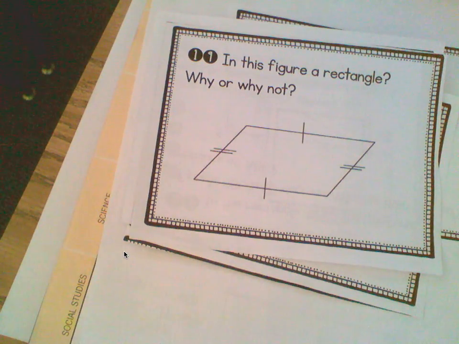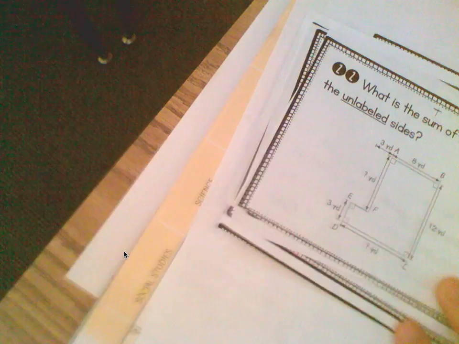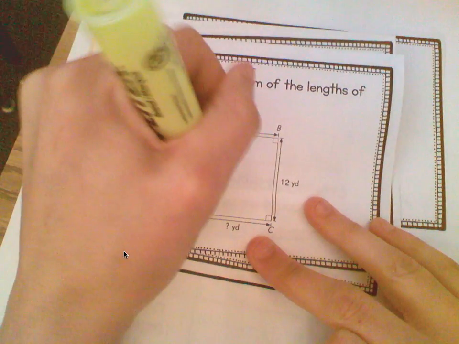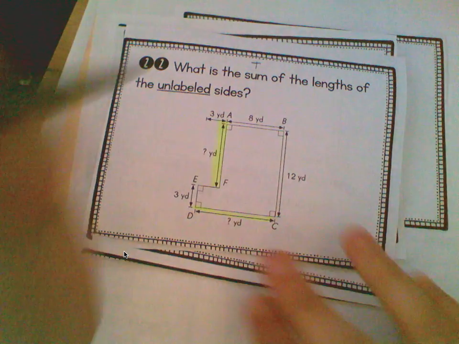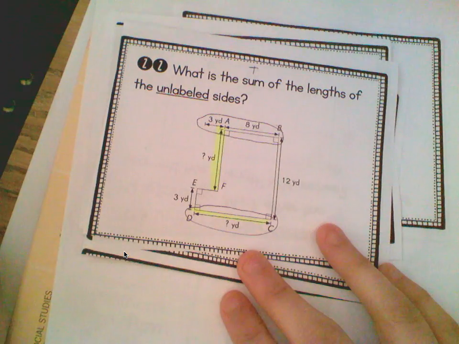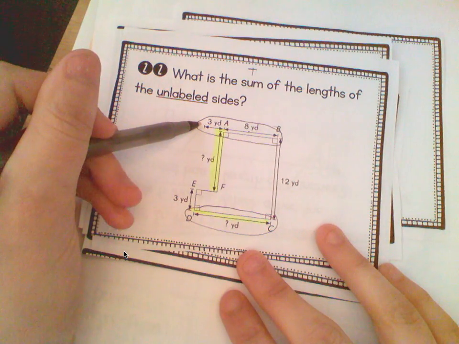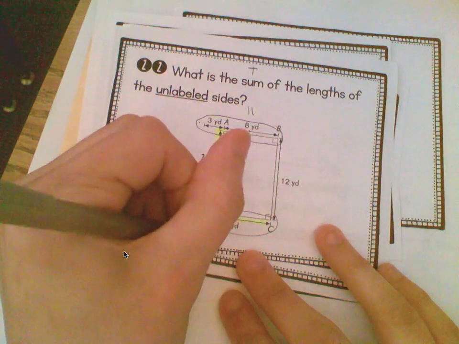All right, let's do this side. What is the sum of the lengths of the unlabeled sides? So right now I need to find my unlabeled sides. There's that one, and I guess this one. So I need to find the sum of those two sides. If I drag it down to here, I know those are the same. Well, if I have a part and a part, and one's 8 and one's 3, to find the whole I have to add them, so I know that's 11. So then that means that down here is 11.